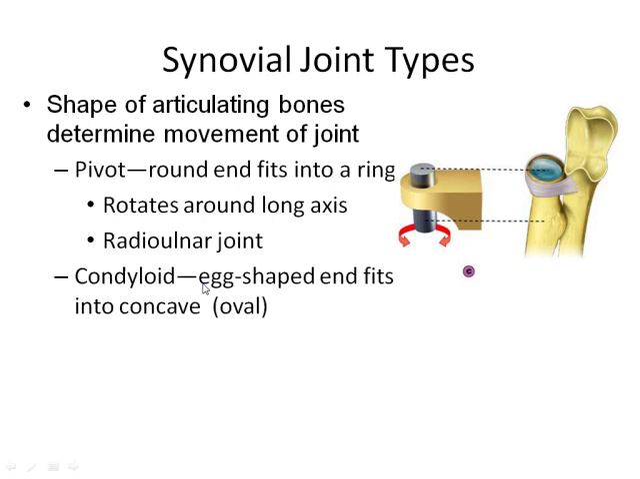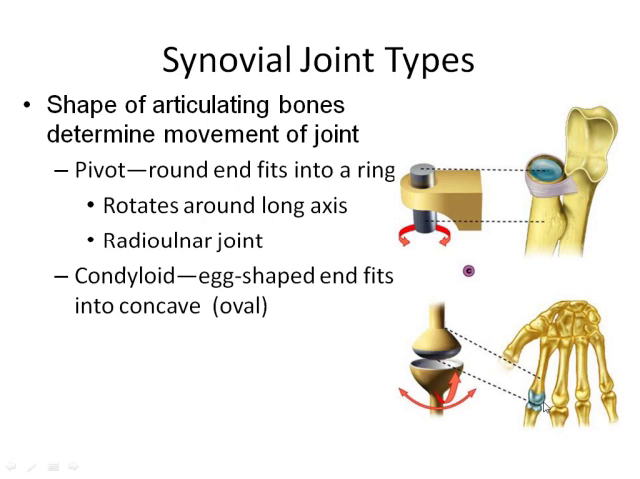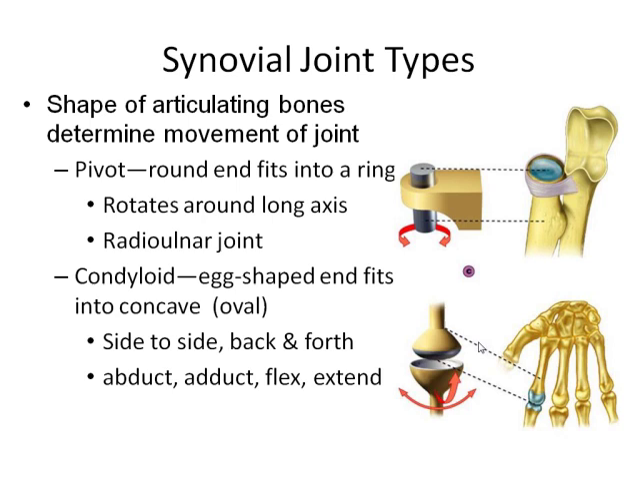A condyloid joint has an egg-shaped structure that fits into an oval concave place. And this is what we see here in the knuckles. You can get some side-to-side movement and some back-and-forth movement. So you can flex and extend and describe a circle with that joint a little bit. So it will abduct and adduct as well as flex and extend. And your knuckle, what we call the metacarpophalangeal joint, because it's between the metacarpals and the phalanges, is this kind of joint.